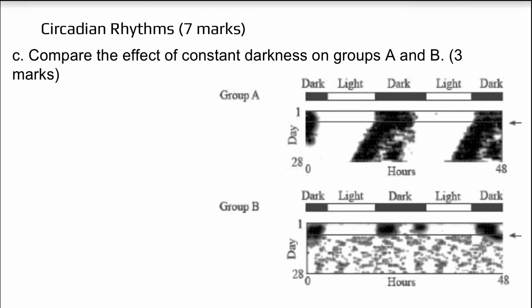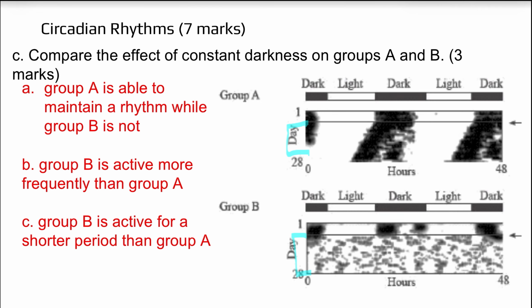Compare the effect of constant darkness. So we are comparing from here to here. Now, this is a 3-mark question. Group A maintained rhythm. There's a proper pattern, while group B do not have one, and is more active frequently, even in the light as well. So when we are looking in continuous darkness, there's no proper pattern. They are active and inactive both. B is active for a shorter period than group A. So this is also evident from the graph.